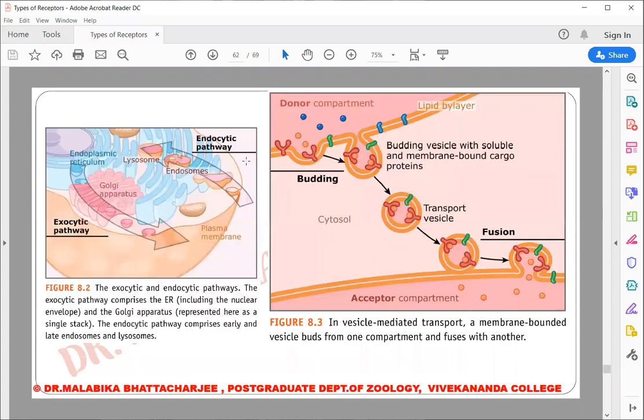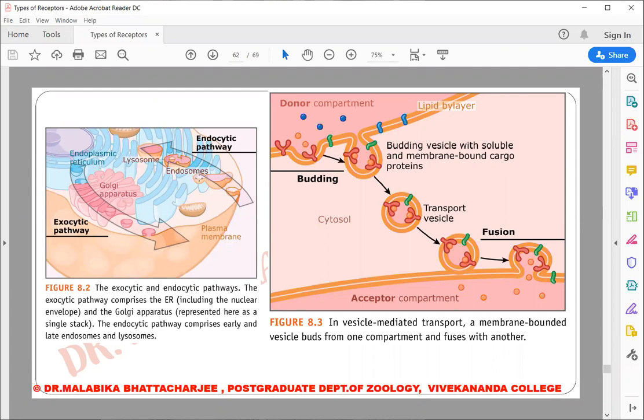Let's look into this picture. See, there are two pathways. The exocytic pathway, that is, molecules, as I just showed, are thrown out of the cell via vesicles. So it is moving outside. So these pathways are moving outside. And we just saw that via endocytosis, larger molecules or smaller molecules, or via receptor-mediated endocytosis, smaller molecules are brought inside the cell. So you can see smaller molecules are brought inside the cell.